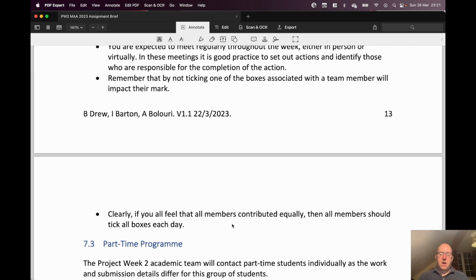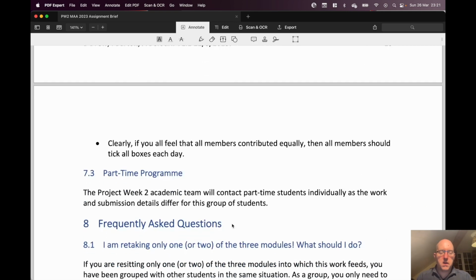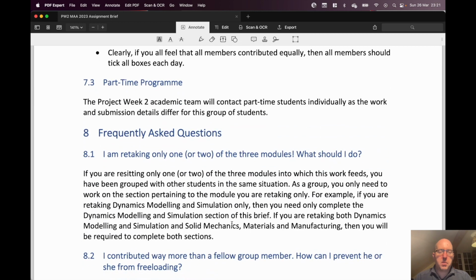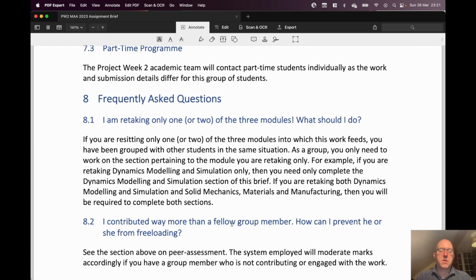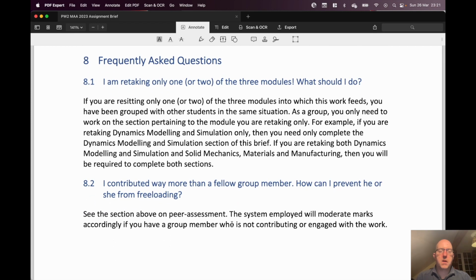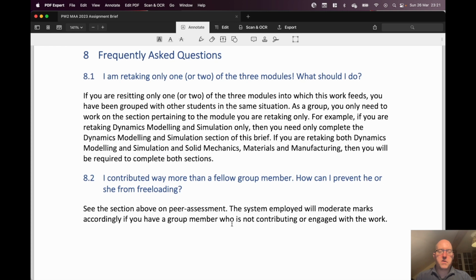Okay, and clearly, if you feel that all members contributed equally, then all members should tick all the boxes every day. Okay, it's quite straightforward. If you're a part-time student, then there's a slightly different brief, but I will have contacted you in that case, so don't worry too much about that. Then I've listed some frequently asked questions.